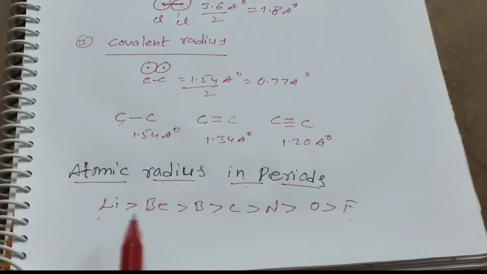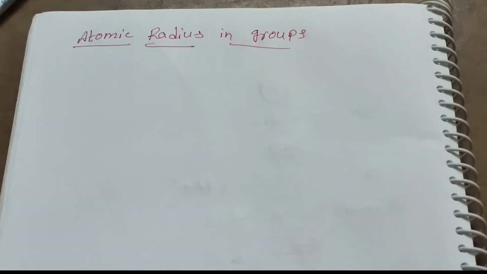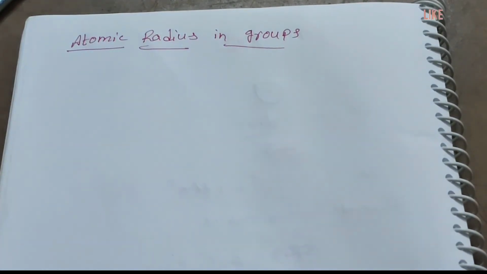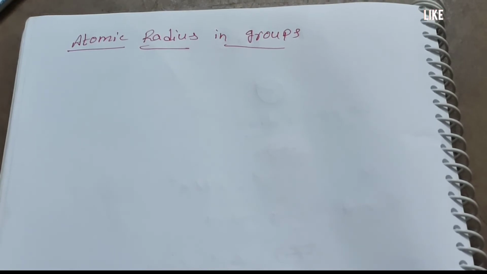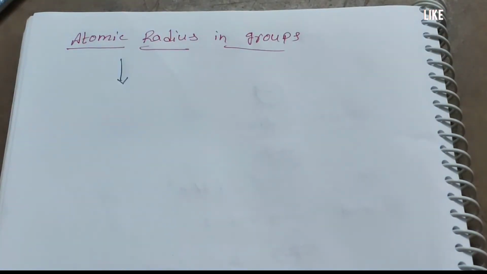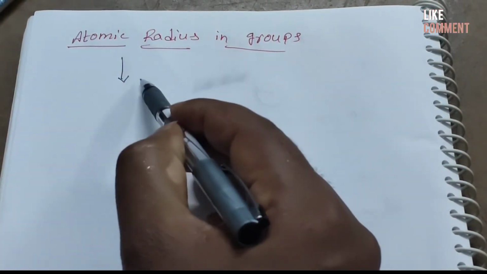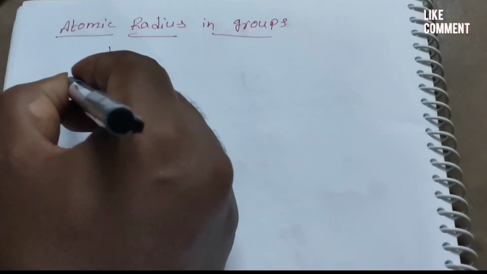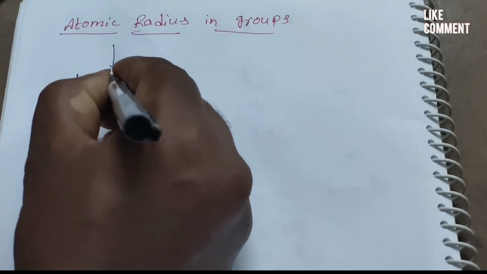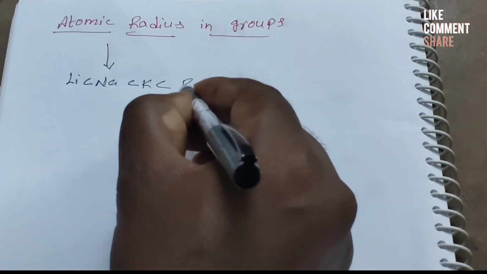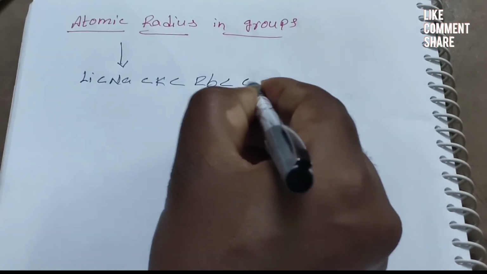Okay students, next one, atomic radius in groups. In groups, from top to bottom, the atomic radius gradually increases. The reason is that in each and every group, the electrons enter a new shell. That's why in the groups from top to bottom the atomic radius increases. For example, in the first group, lithium is less than sodium, sodium is less than potassium, potassium is less than rubidium, and rubidium is less than cesium.